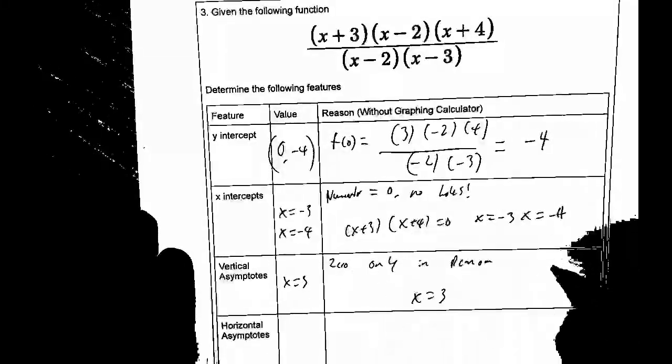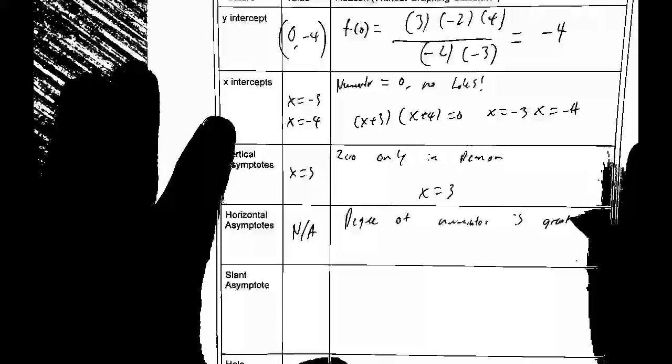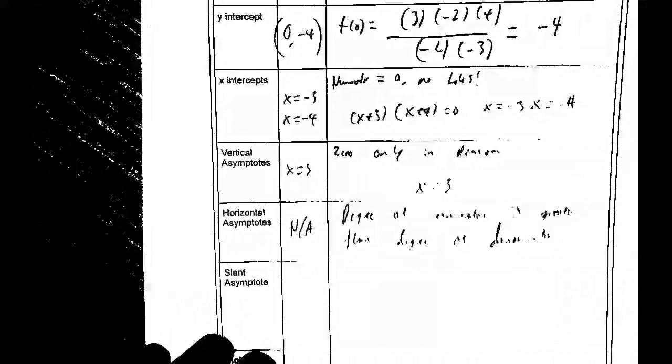Horizontal asymptotes. You check the degrees. If the degree of the top is bigger than the bottom, there's no horizontal asymptote. If they're the same, you divide the leading coefficients. And if the bottom is bigger, the horizontal asymptote is 0. Here the degree of the top is 3 and the degree of the bottom is 2, so there is no horizontal asymptote, because the degree of the numerator is greater than the degree of the denominator.